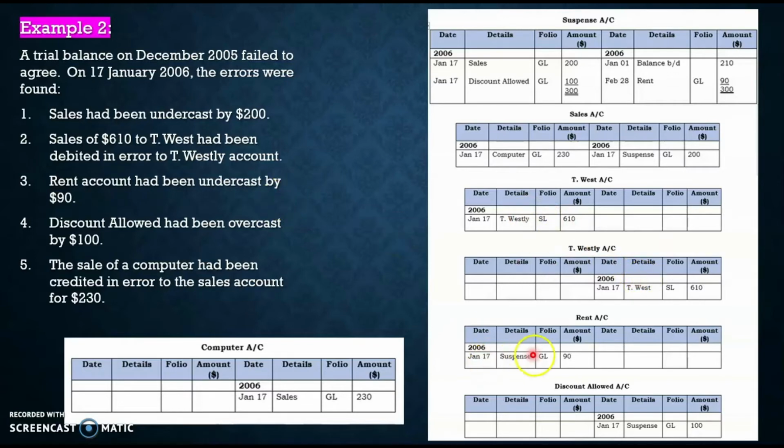Then for the rent being undercast, we're going to increase it by placing the entry on the debit side and then correct it in the suspense on the credit. Discount allowed overcast, again, it normally carries a debit balance, but because it's over, we're going to put it on the credit side, and then the matching entry would be on the debit side of our suspense account. And the last one would be computer and sales. Now, the computer was sold and we accidentally put it in sales, so we're going to have to remove it from sales on the credit side by debiting it and put it into the computer account by crediting it.